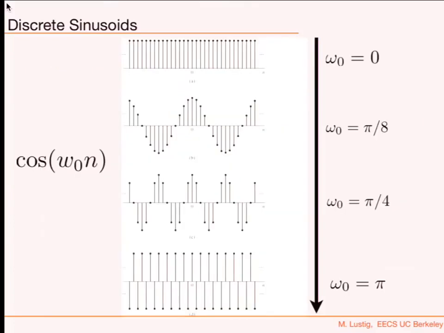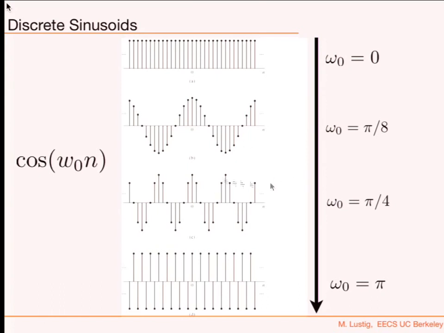Okay, so if you look then at discrete sinusoids, this is stolen from the book. For omega equals 0, we get a constant. This is a constant sequence. This is pi over 8. Okay, so you can actually count the number of cycles that you get.